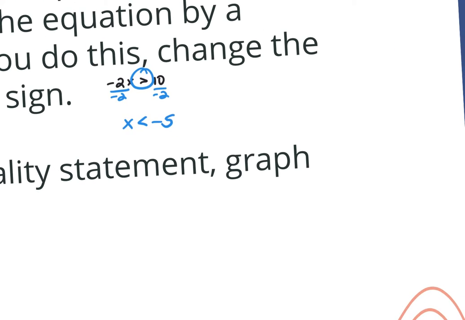And if I had something like x over negative 2 is greater than 10, and I would multiply both sides by the negative 2, it also changes direction. So a dividing or a multiplying. Now that doesn't mean that if I'm distributing a negative on one side, I have to flip it or anything like that, but when it happens to both sides, that's when that happens.